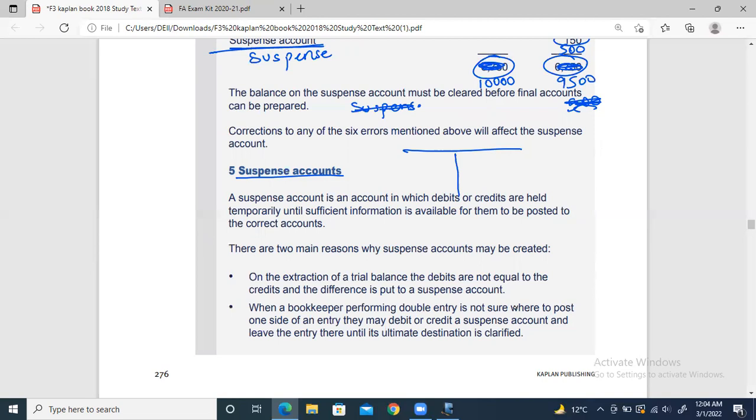Okay. Now a suspense account is an account in which debits or credits are held temporarily until sufficient information is available for them to be posted to the correct accounts. So until we get sufficient evidence, we start investigating, right? Till then, the balance remains in the suspense account. So suspense, again, is the word because everyone is surprised. We cannot find anything regarding that trial balance error that we just made, right? So that's why it's known as a suspense account.